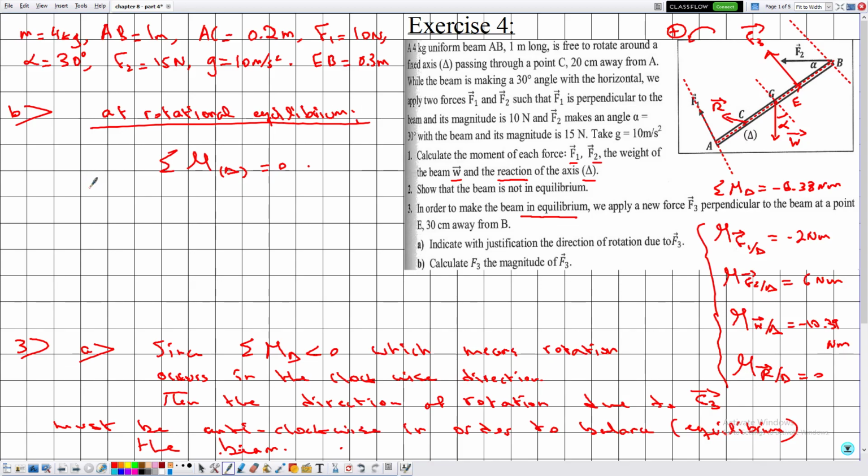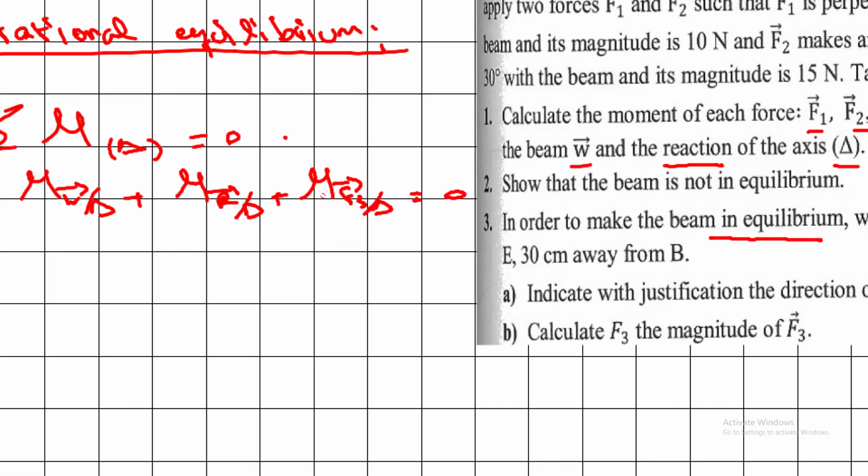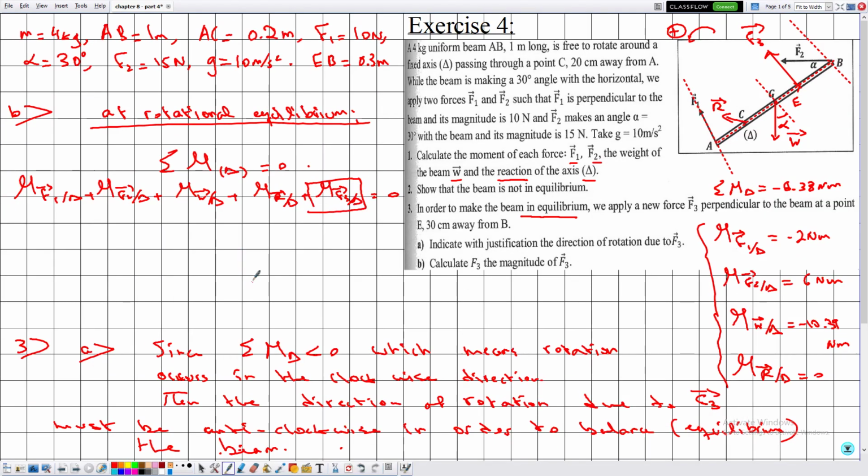What are the different moments in this case acting on the beam? We have the moment due to F1 around delta, plus the moment of F2 around delta, plus the moment of the weight, plus the moment of the reaction R around delta, plus the moment of F3 around delta, which is equal to 0. Now this is the additional moment that you are interested in calculating.